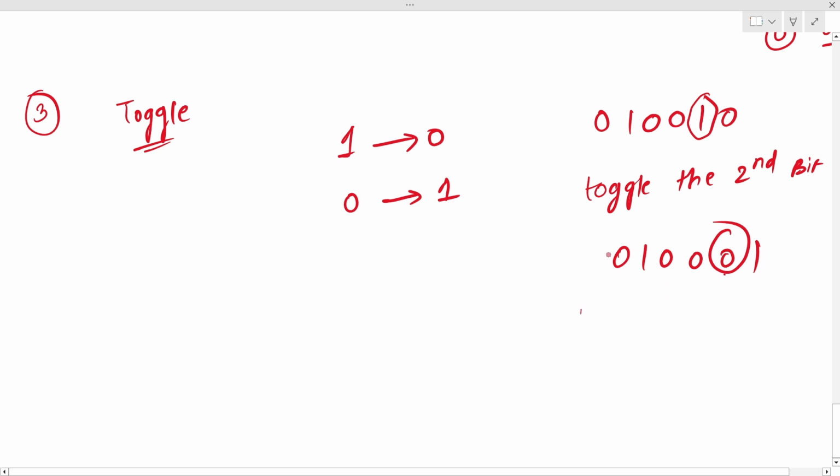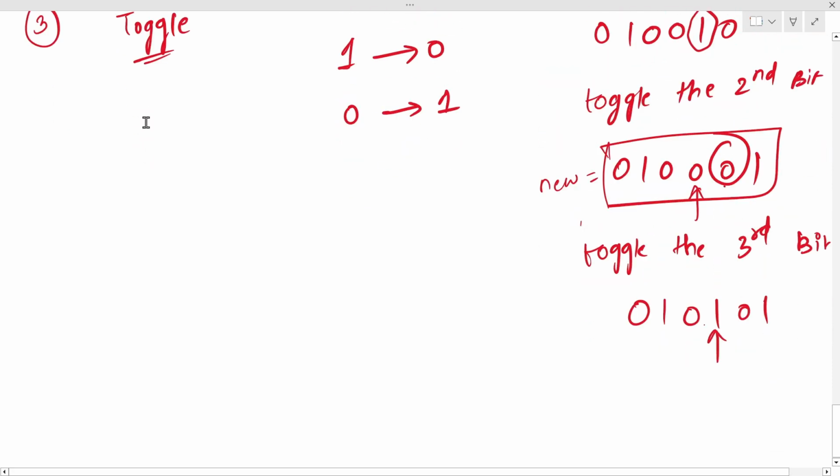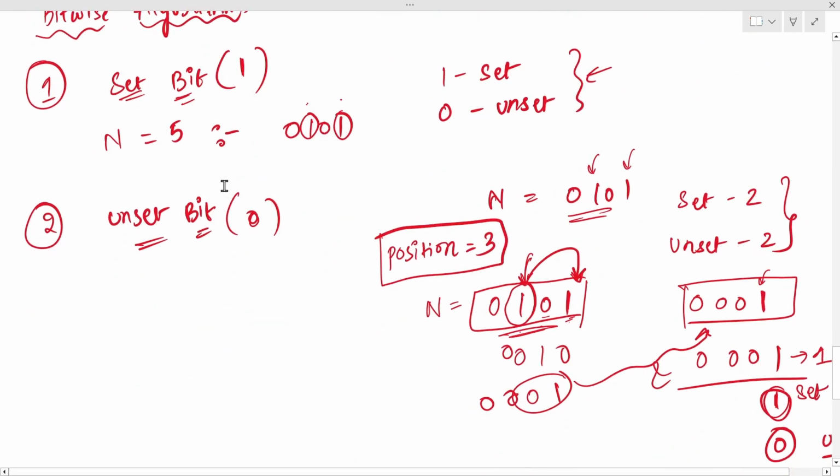Let's say this is our new number now, and the question is to toggle the third bit. Then you will write something like 0101. This is the third bit, right? Now we have toggled the third bit, which means 0 has now become 1. So this is the concept of toggle. We will find out how we can toggle, guys. I'm just explaining the concepts here. In this session we will discuss only the concepts.